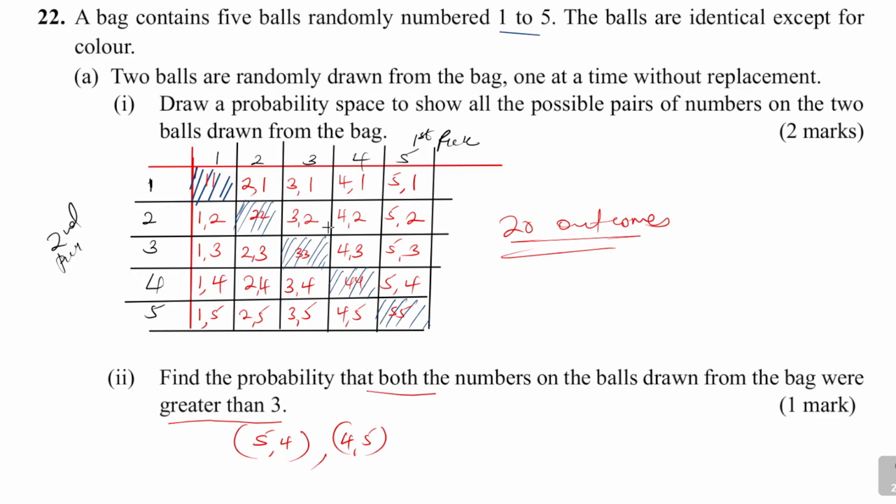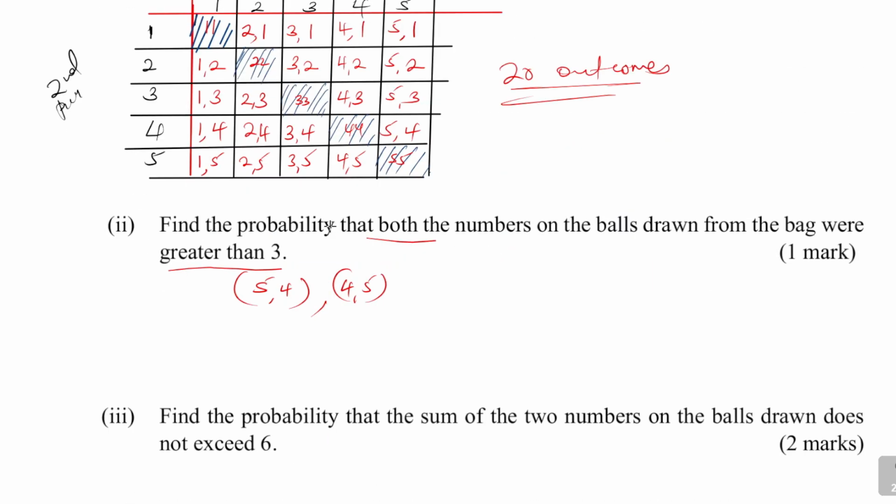So of all the 20 possible outcomes, the ones that gave us greater than 3 on both balls are only 2 instances. So 5 and 4 and 4 and 5. So this means there are 2 out of the total outcomes, and this you can simplify to be 1 divided by 20 as the solution.